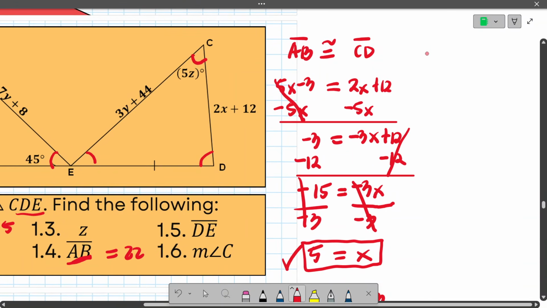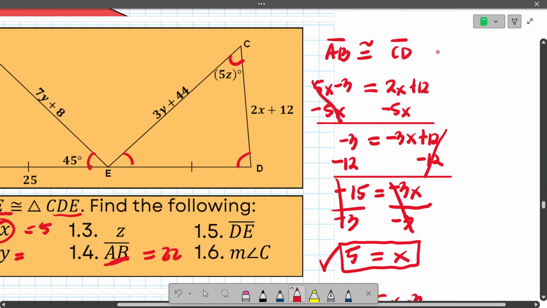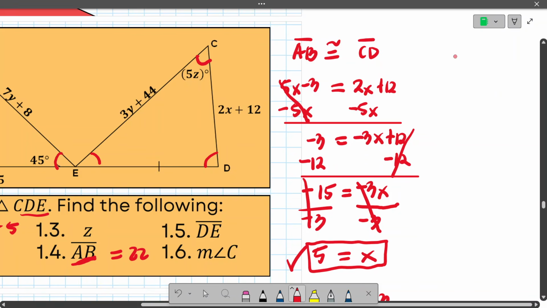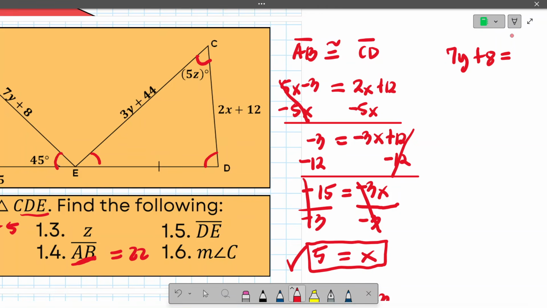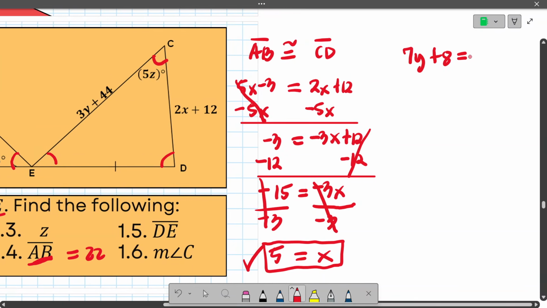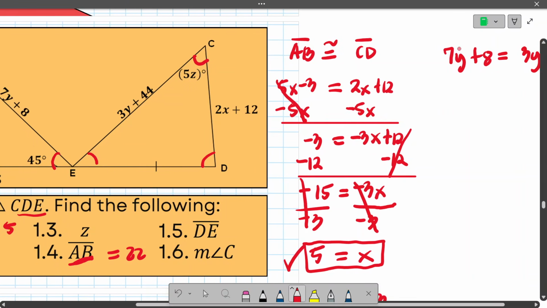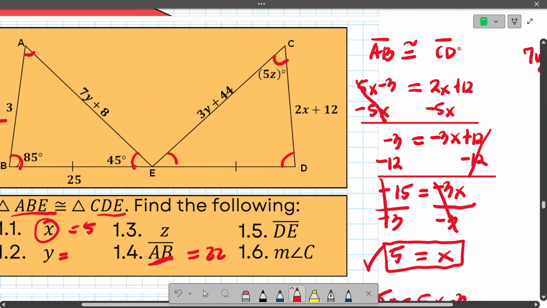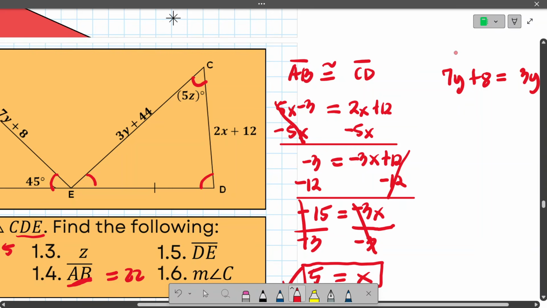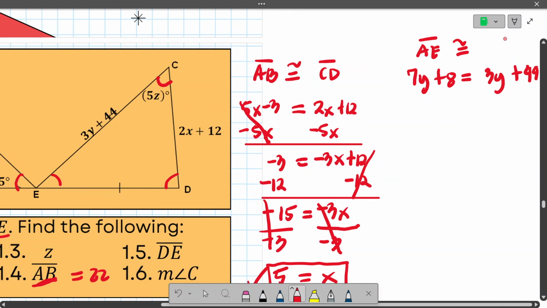Again, to find y, we need the expression 7y plus 8 equals 3y plus 44. Because, bakit equal? Kasi po, si side AE, where is that? Side AE is congruent to side CE. Kaya equal itong dalawang side na to, no?